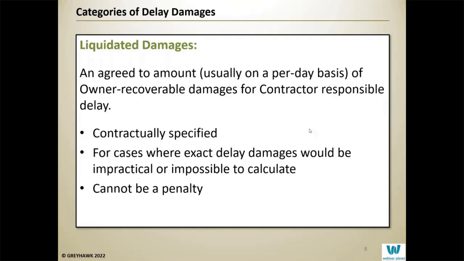And then we have the third category, which is liquidated damages. That's an agreed amount, and it's usually on a per day basis. It could be on a per week basis. And in the case of certain power projects, it could even be on an hourly basis. But it's an agreed-to amount on a time basis for owner-recoverable damages for contractor-responsible delays. And those liquidated damages would be specified in the contract itself, where it would state that for every day of delay, the contractor will pay the owner whatever amount that may be, say $10,000 or whatever.